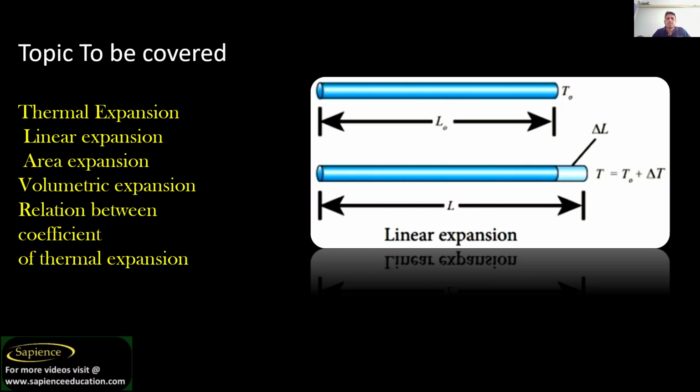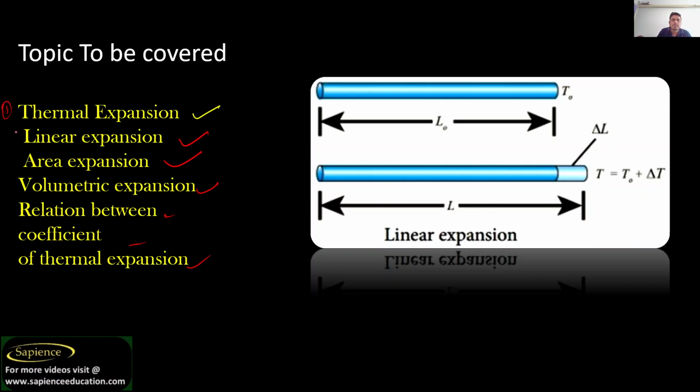www.sapienceeducation.com. So today I'm going to discuss the following topics. We have thermal expansion, linear expansion, area expansion. This chapter comes under the thermal properties of matter. First of all, I will go for what is thermal expansion. After that, I will go for linear expansion, area expansion, volumetric expansion, and the relation between the coefficients of thermal expansion.